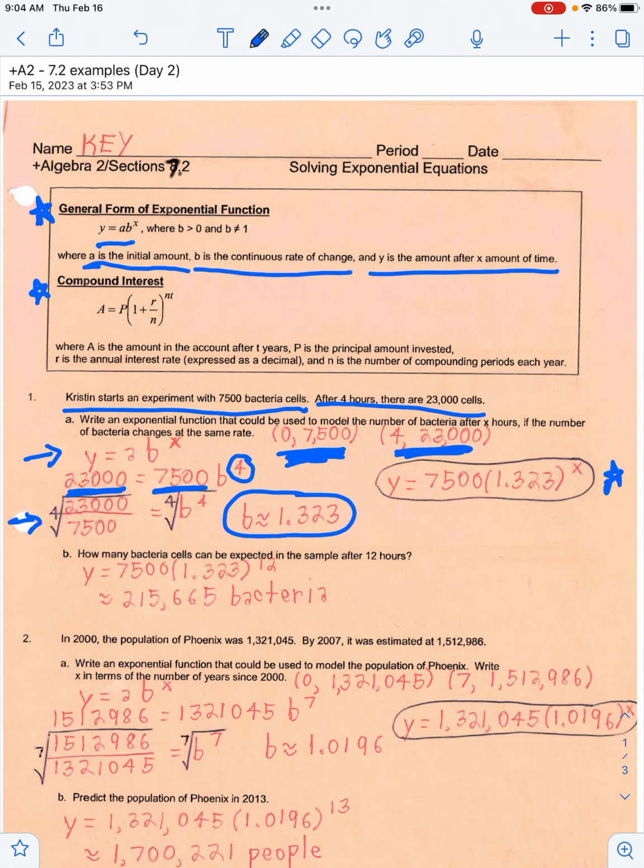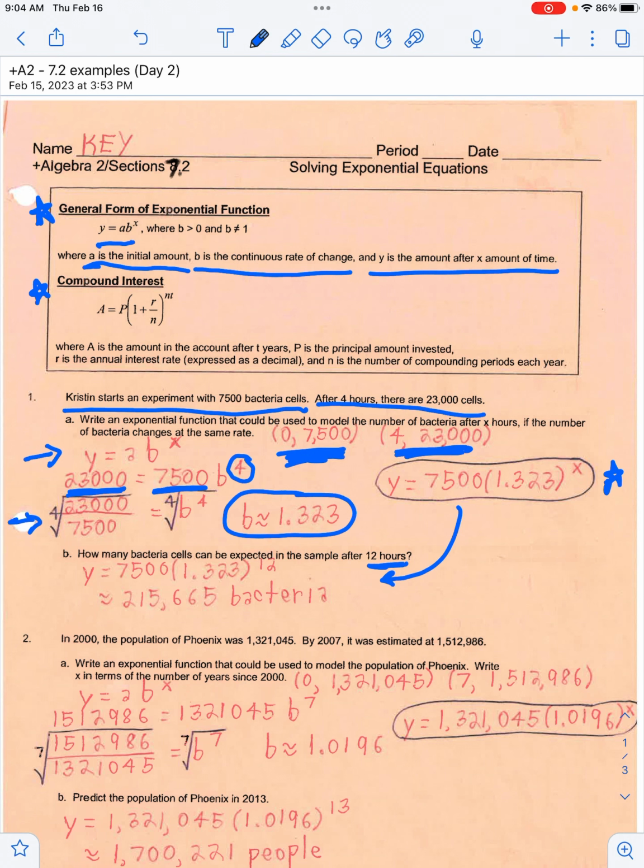So part B then says how many bacteria cells can be expected in the sample after 12 hours. We're just using that model and substituting in 12 for X, and I rounded it to the nearest bacteria since it's a very large number. And that's 215,665 bacteria.